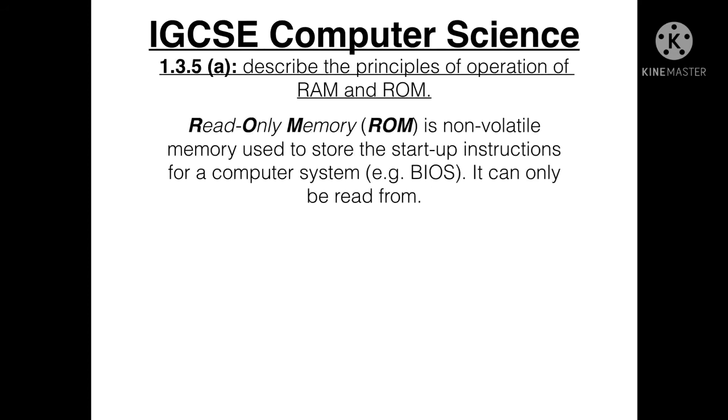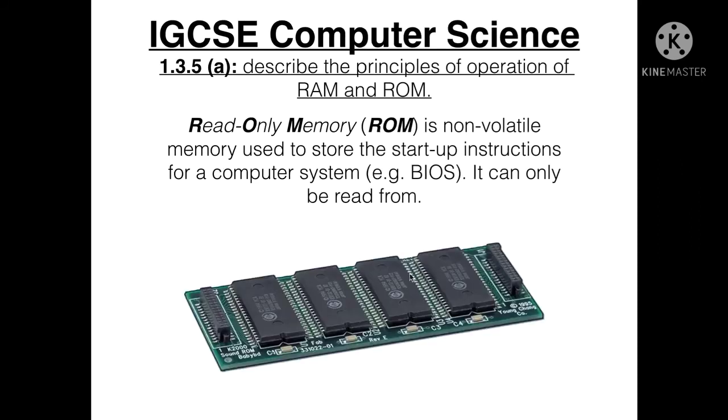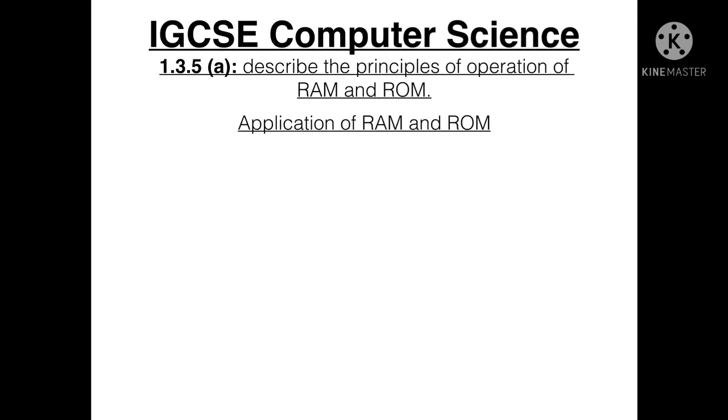So let's look at ROM. Read-only memory is non-volatile memory used to store the startup instructions for a computer system, like the basic input-output system. It can only be read from, so it can't be written to. However, data isn't lost when you turn the power off. It stays. So ROM kind of looks like RAM, but it's not RAM. Anyway, that's pretty much it.